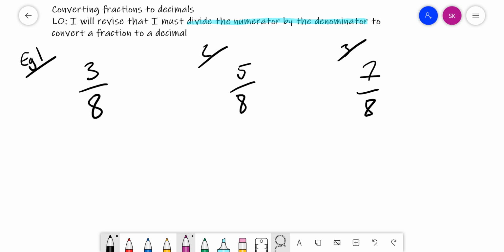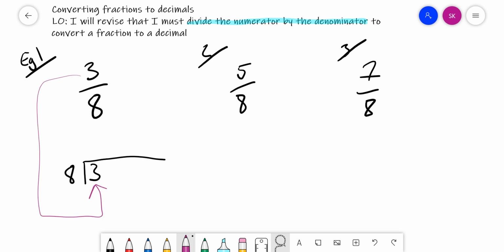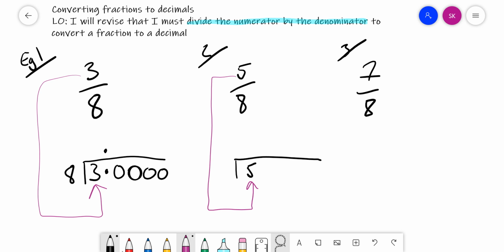So 3/8 means 3 divided by 8. Purple pen, the numerator always goes inside the bus stop. You're going to have to write point and then some zeros. And the decimal point never moves. And just so we're clear about how to set that out for all of them, the numerator always goes inside the bus stop. So 5 goes inside and 8 outside. Point, point, add the zeros. And it's the same for this one over here.